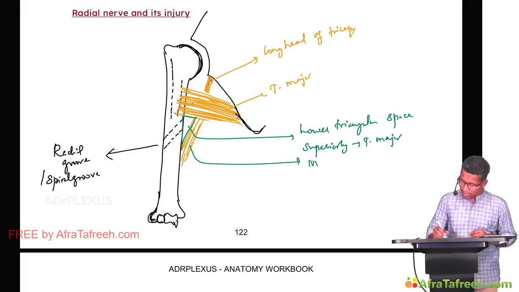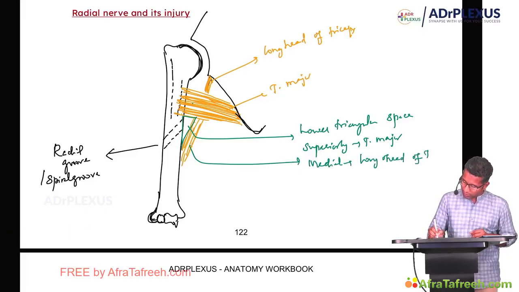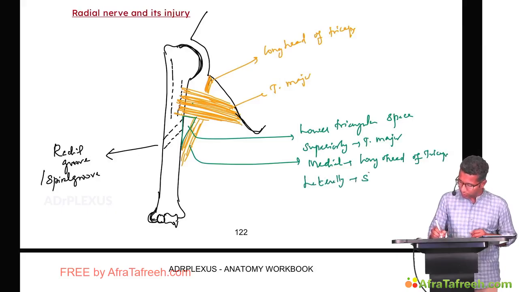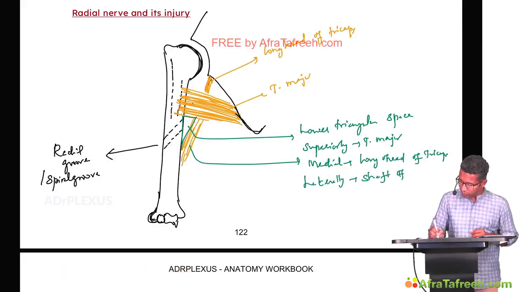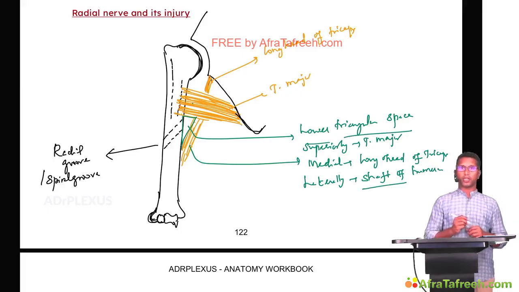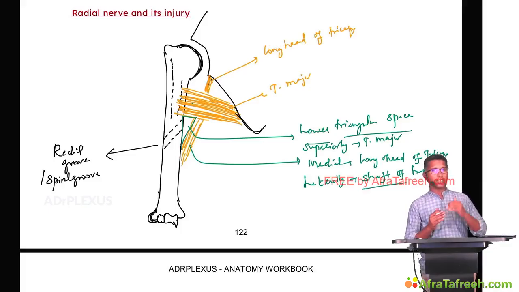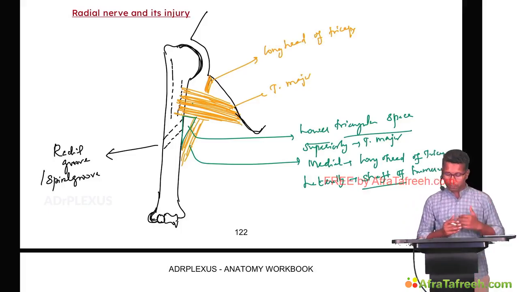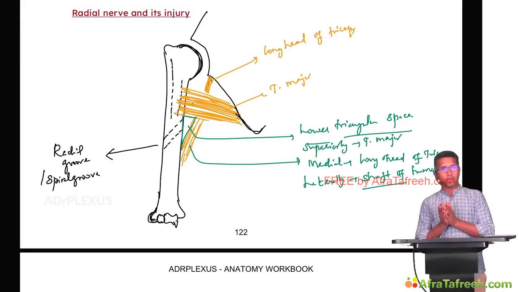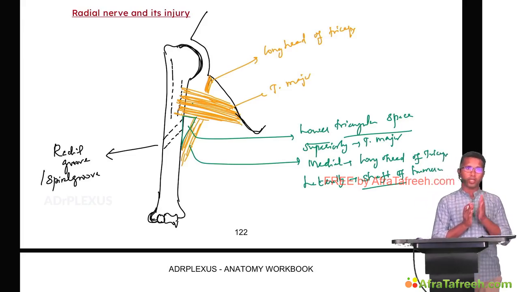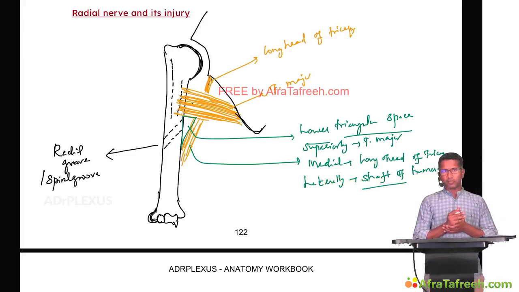by the long head of triceps, and it is bounded laterally by, yes, anybody? It is bounded laterally by the shaft of the humerus. Very, very important space, the lower triangular space. The lower triangular space is bounded on the superior aspect, or above, by the teres major, on the medial side by the long head of triceps, and on the lateral side by the shaft of the humerus.